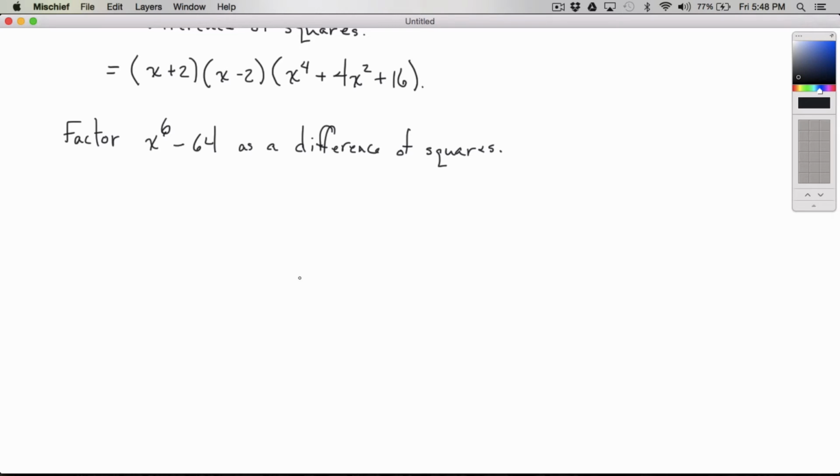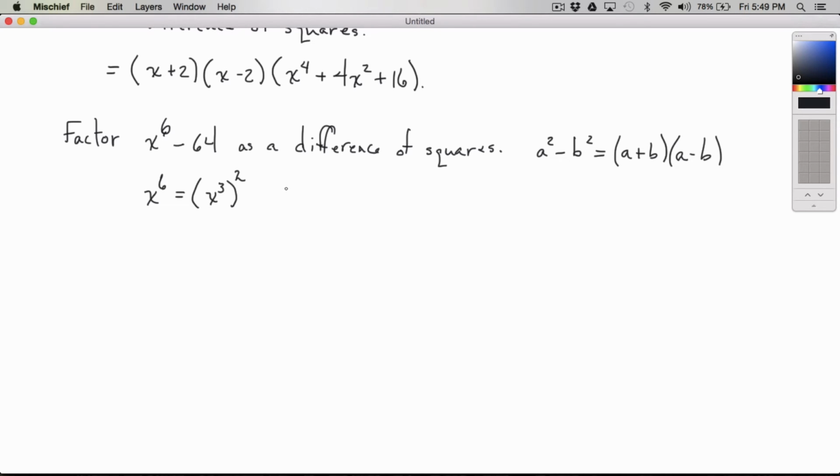Okay, here we go. Now remember that a difference of squares has the pattern of something squared minus something else squared. If you can identify that pattern, then you can factor it as a plus b times a minus b. So in other words, if I started here with my x to the 6th, what I'd have to do is figure out a way to write x to the 6th as something squared. And the answer would be I could write it as x cubed squared.